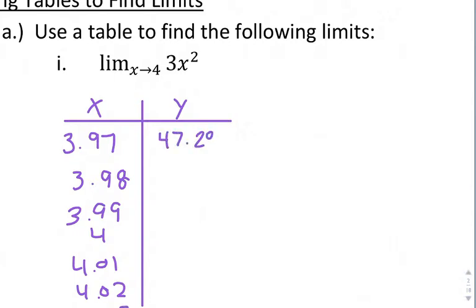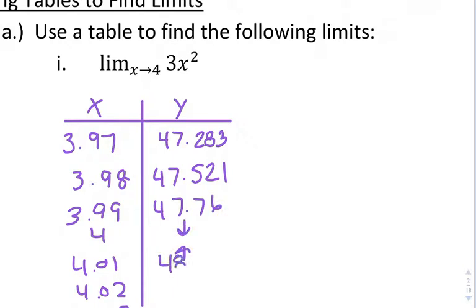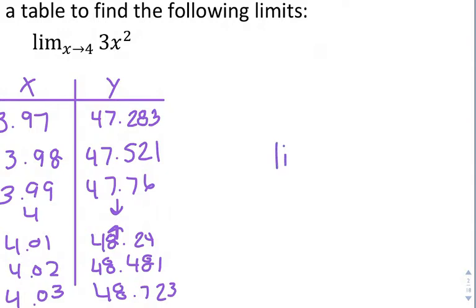And these were the outputs. So as we got closer and closer to 4, our y value got closer and closer to 48. So that would be our limit. So to write that, we would say the limit as x approaches 4 of 3x squared equals 48.